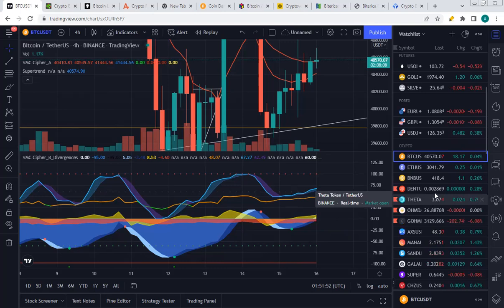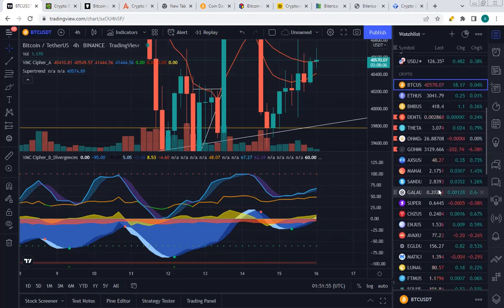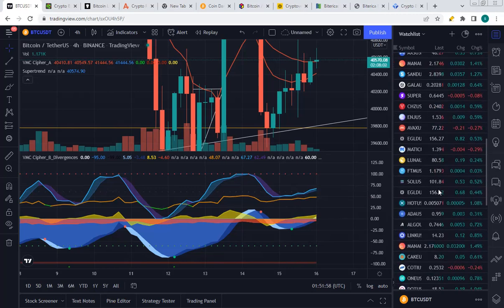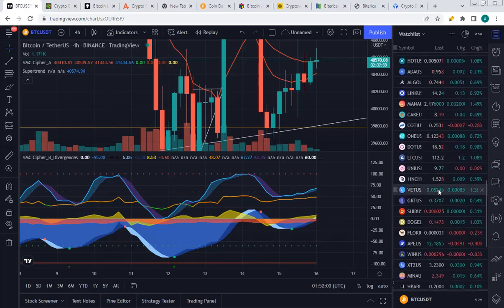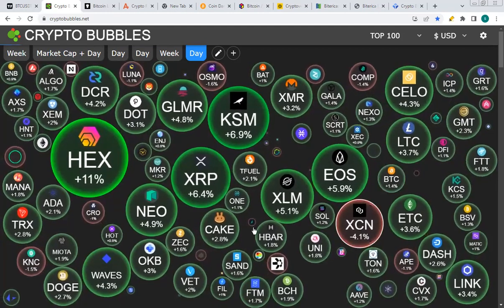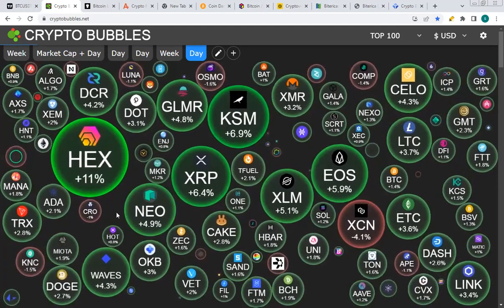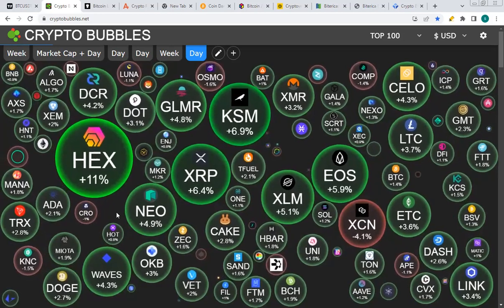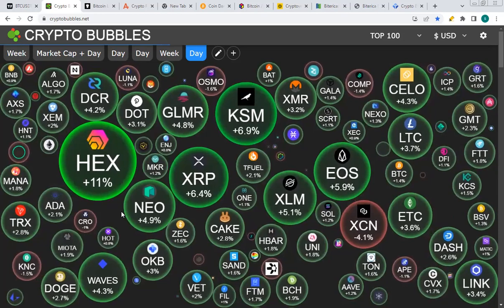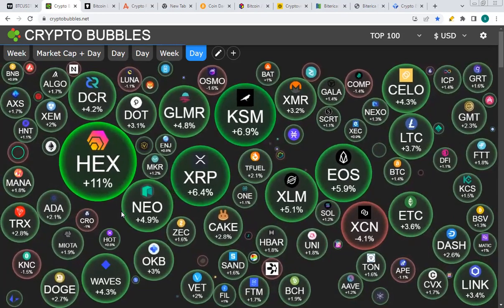If we have a quick look to the right-hand side here at the trading view chart, we see that the pricing on most coins are in the green. And back to the crypto bubbles, we can see lots of green here as well. So, okay, that's about it for today. Hopefully you've gotten a bit of insight into what's been going on in crypto.